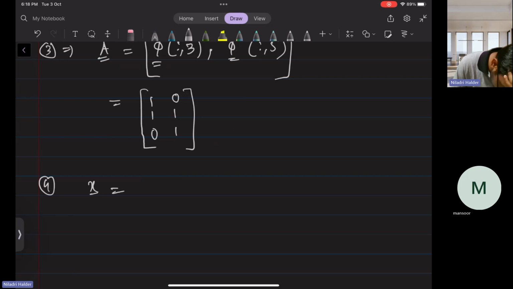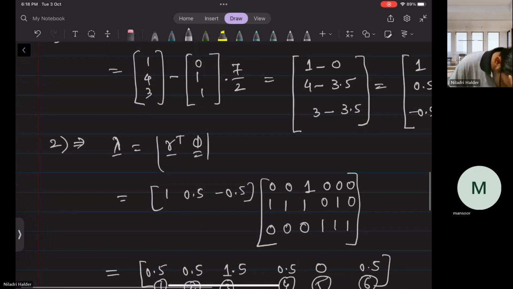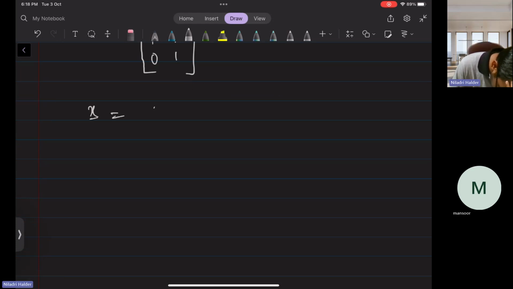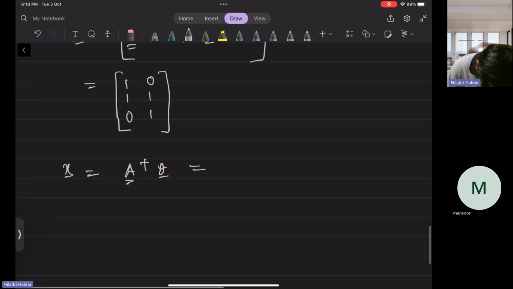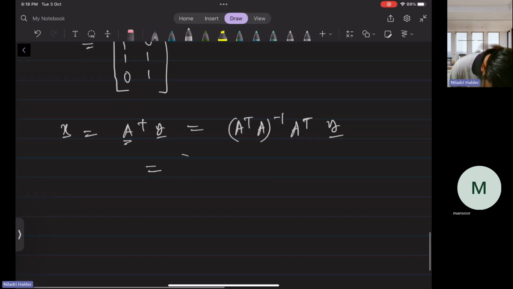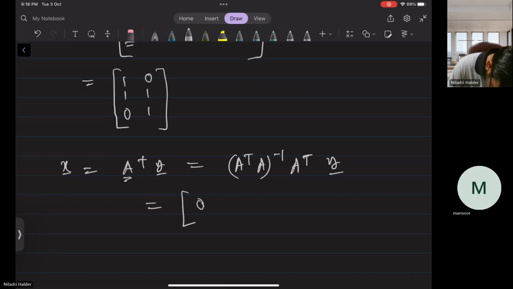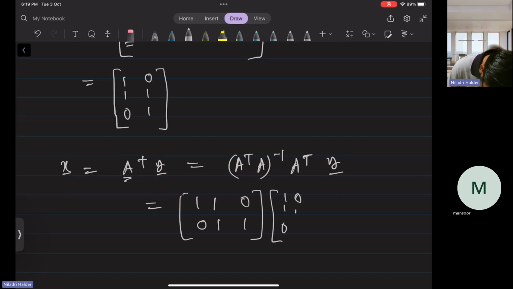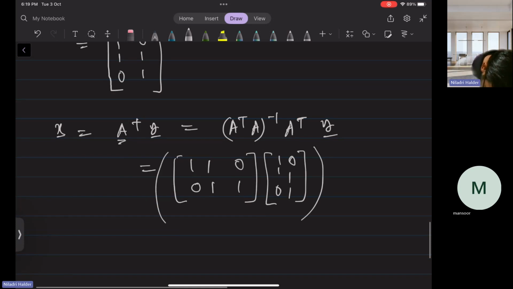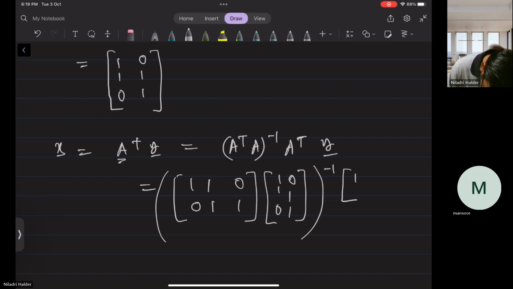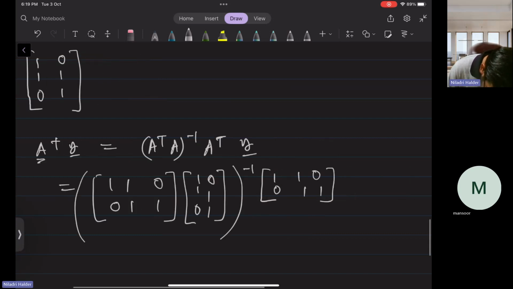Then X will be A dagger Y, that is equal to A transpose A inverse A transpose into Y. That is equal to 1 1 0, 0 1 1 into 1 1 0, 0 1 1, inverse, into A transpose, which is 1 1 0, 0 1 1, into y, which is 1 4 3.